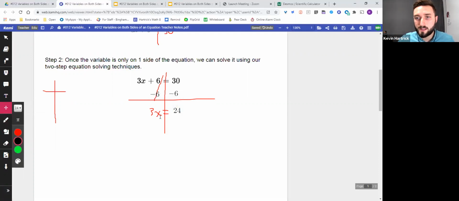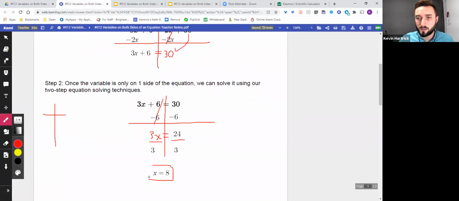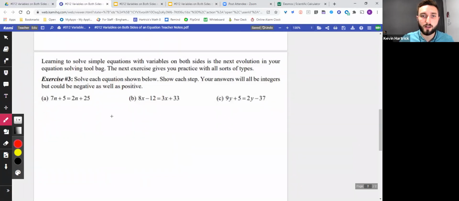My last step is to undo this 3 times x. The opposite of multiplying by 3 is dividing by 3. So I'm going to divide by 3 on both sides. And I'm showing you ways that you can make this look nicer by using the text feature instead of drawing all the time. 24 divided by 3 is 8. So my answer for this complex equation that we started up here just ended up being x equals 8. Let's look at one more of these, and then you guys are going to try one on your own.